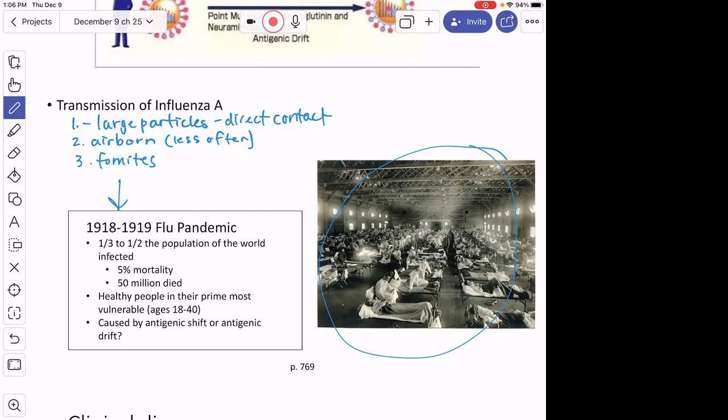Other symptoms, people would bleed from their nose. Neurological symptoms were common. They think that basically this started in the spring of 1918 and then kind of died down over the summer and just came back really full force the next fall.